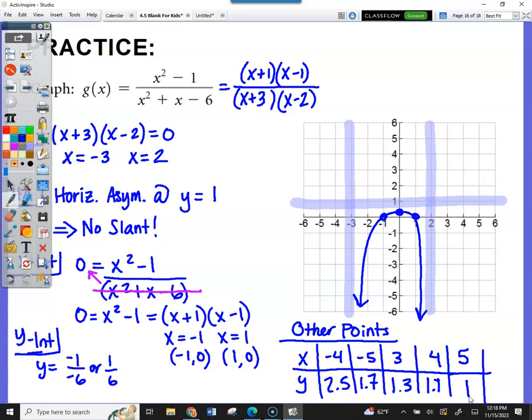-4, 2.5. So left 4 up 2, halfway. Left 5, up 1, close to 2. Remember, it's a curve, right? So we have a curve right there. 3 is 1.3, so maybe about right there. 4 is 1.1, and 5 lands where? On an asymptote. Okay.